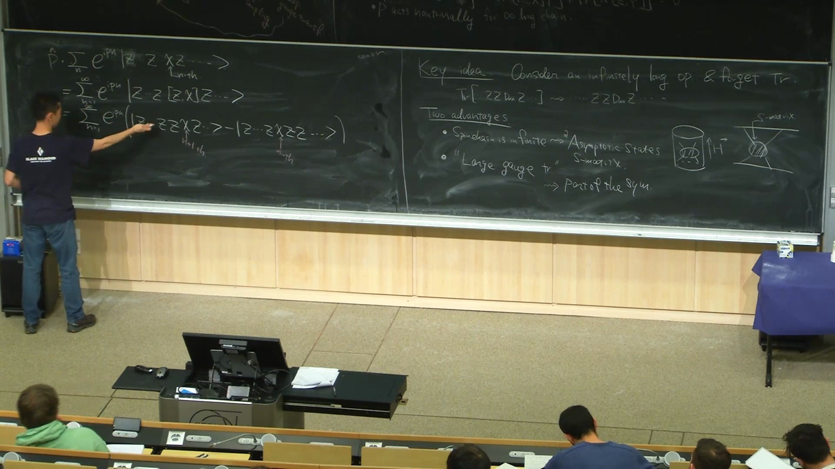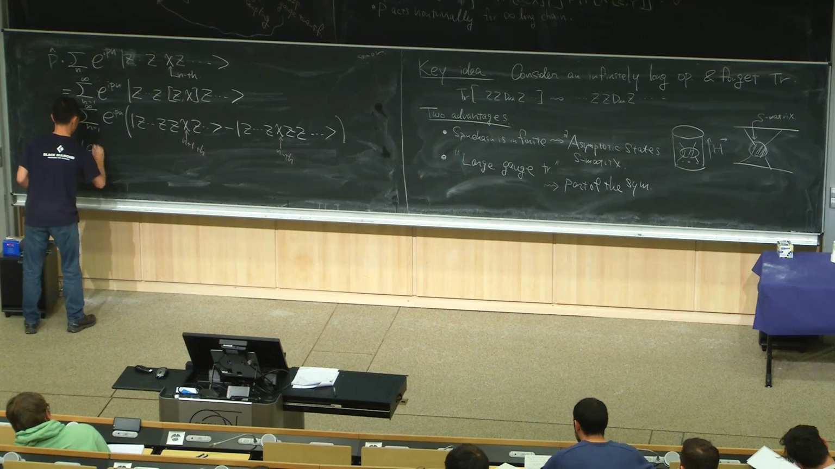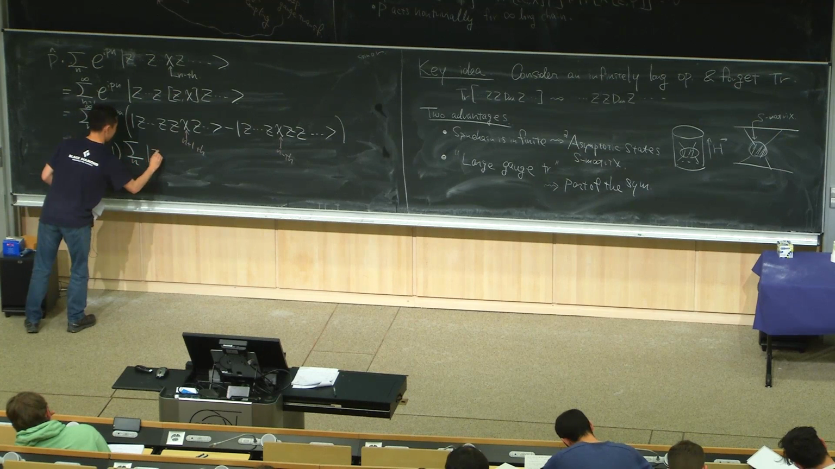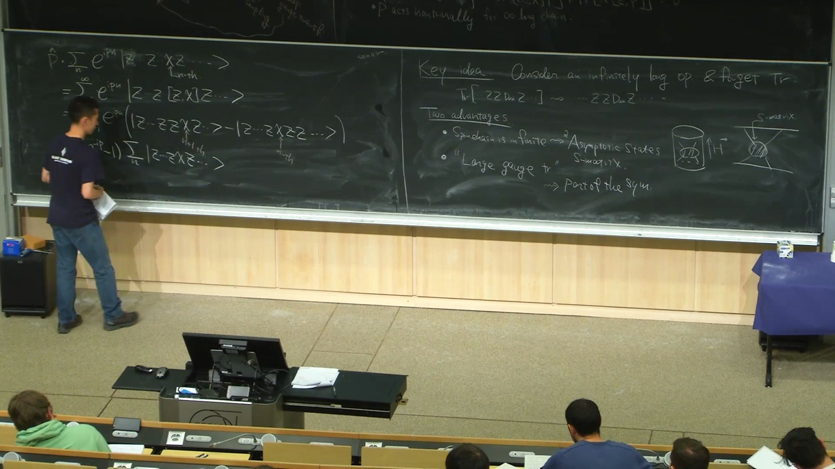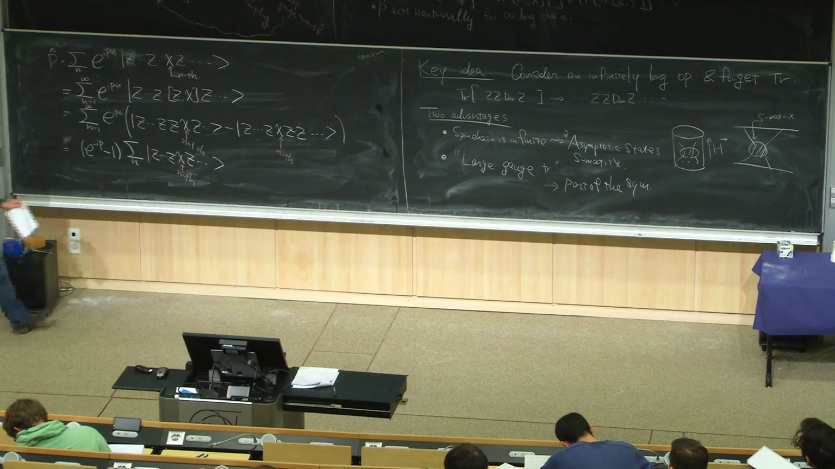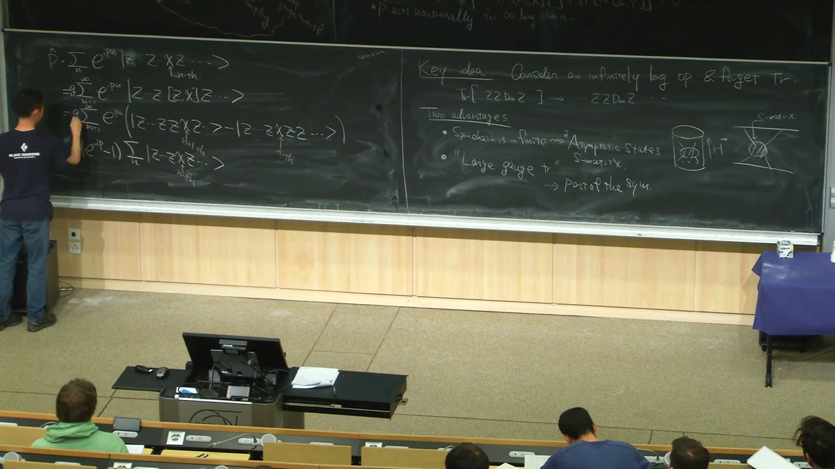The result is e to the minus ip minus 1, times the state, and now χ is only at the nth position. Okay, I was actually forgetting an important piece, which is the constant dependence.